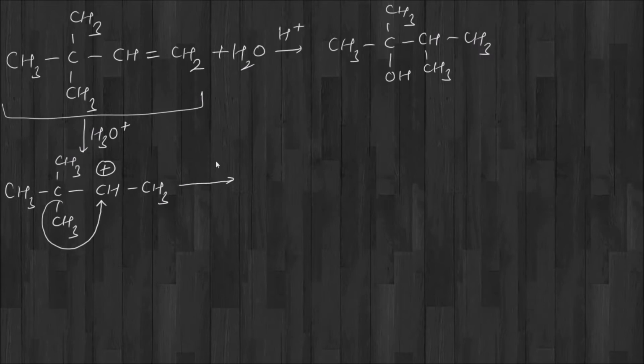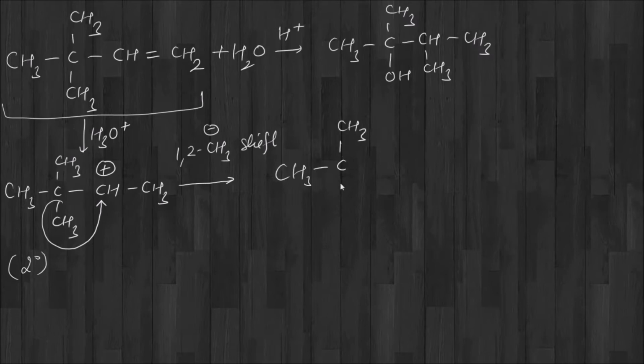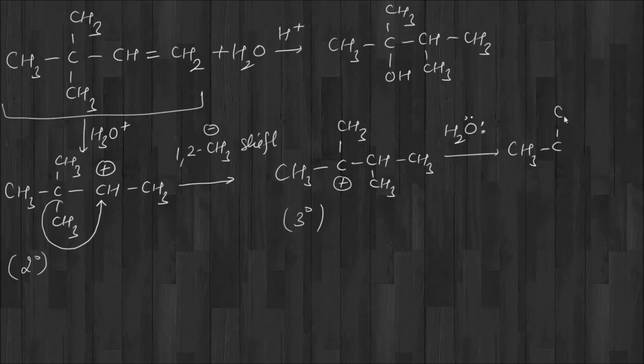Then a 1,2-methyl shift. This is a secondary carbocation which is less stable. Now when this 1,2-methyl shift takes place, the methyl moves with its electron pair, CH3 negative. So we get CH3, CH3 positive, CH, CH3, CH3. So a tertiary carbocation is formed which is more stable, and then nucleophilic attack of water. So we get protonated alcohol and then deprotonation.